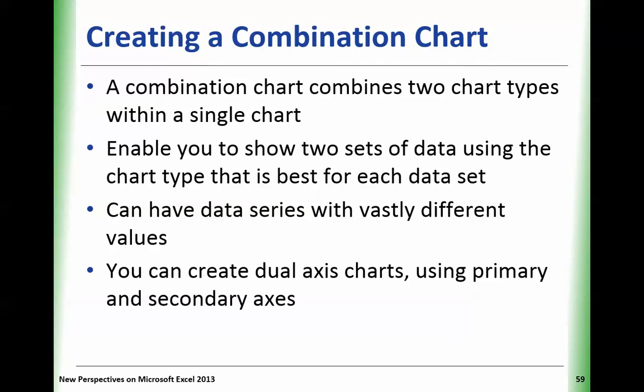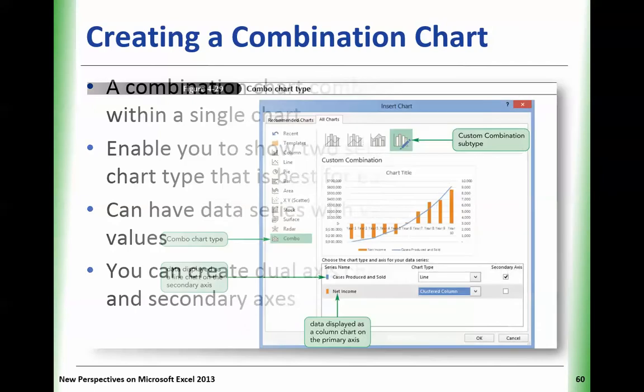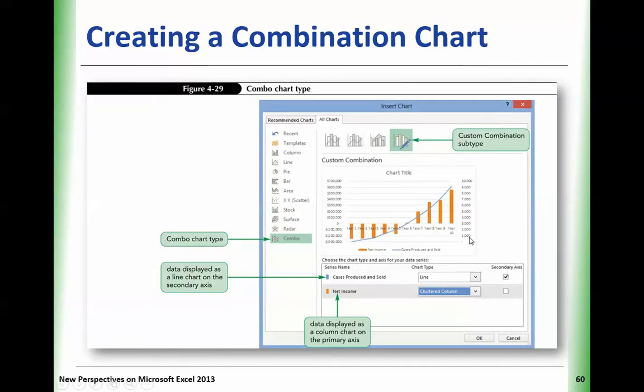A combination chart combines two types of charts, or two types of graphs, within a single chart. We can then show two sets of data as a single view. So here we have a line chart with a bar graph as well, so we can see not only the average of things, but also the specifics of the numbers coming up. When you're creating a chart, all charts, custom combination.